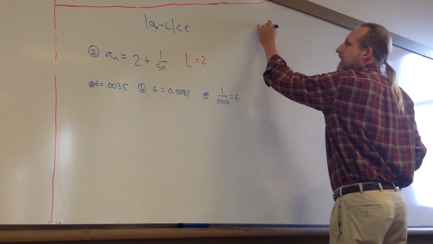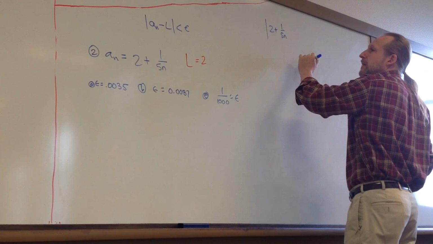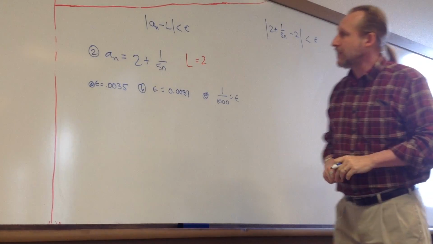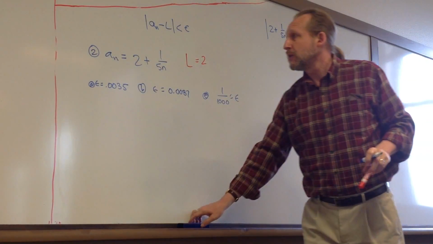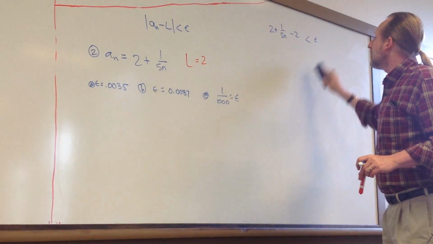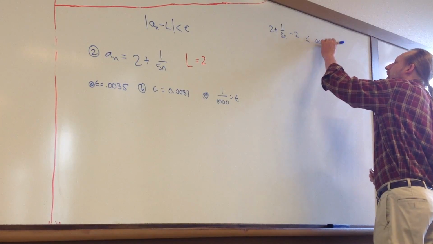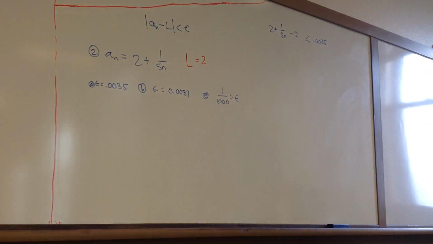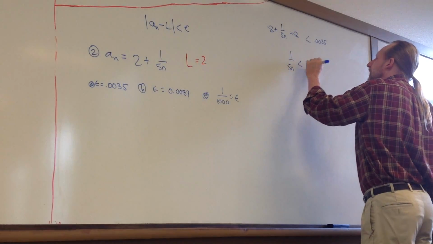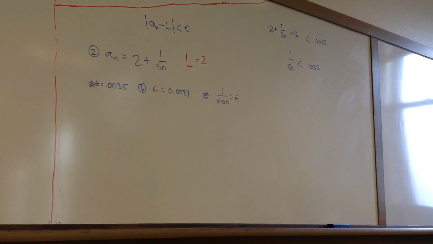The reason why I say that again is because when we set this up, 2 plus 1 over 5n minus 2, we can just take off the absolute values because what's inside there will be positive, right? Because this thing's bigger than 2. All right, and let's put the value of epsilon in there, 35 over 10,000. The 2's cancel out. 1 over 5n less than 0.0035.